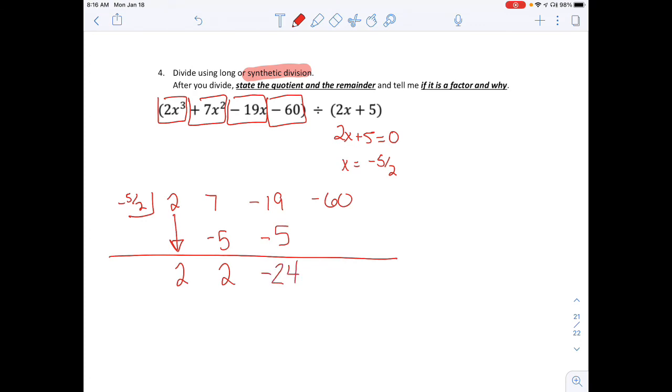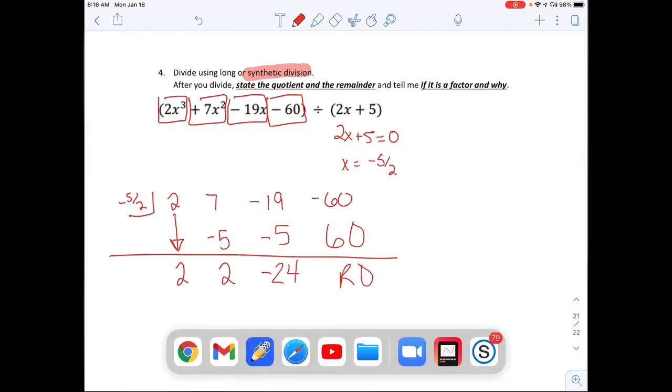Sorry, my handwriting's messy because my pen died. Let's see, negative 5 halves times negative 24 is going to be a positive 60 because it would be positive 12 times 5. Yep. And I get a remainder. That's my remainder of 0.